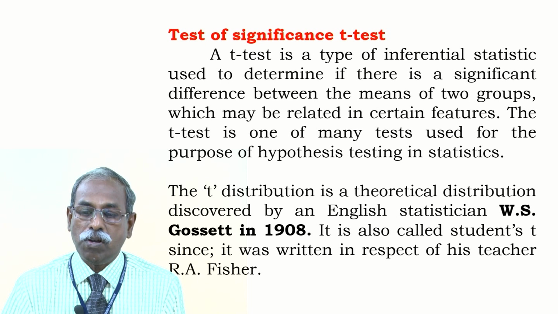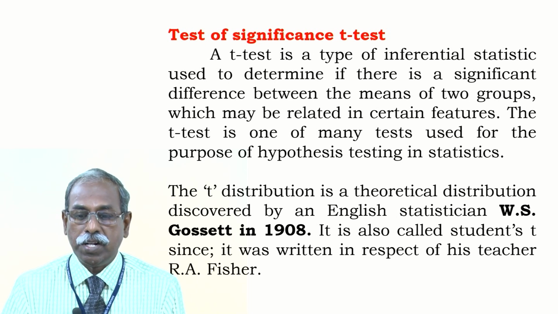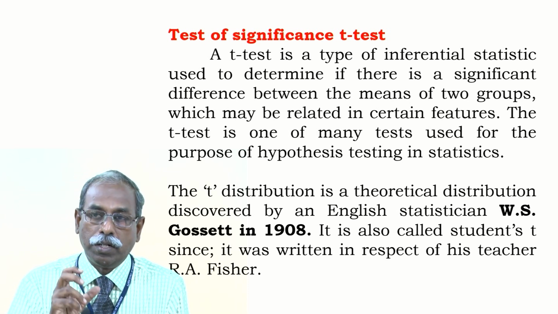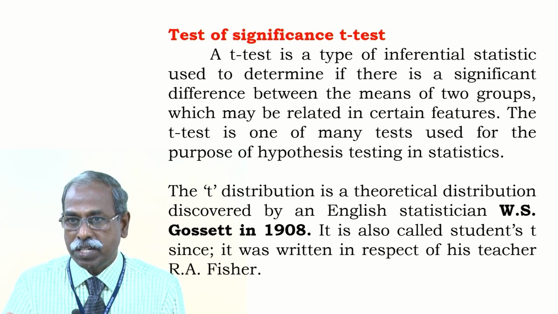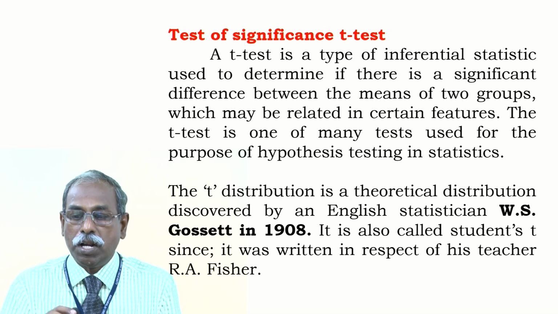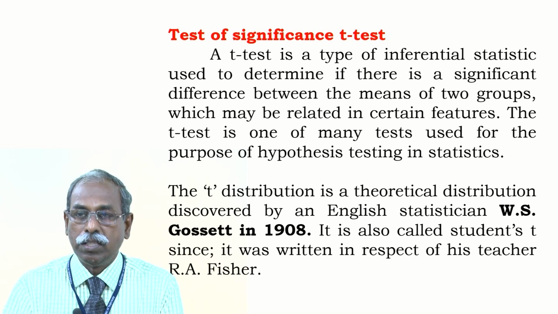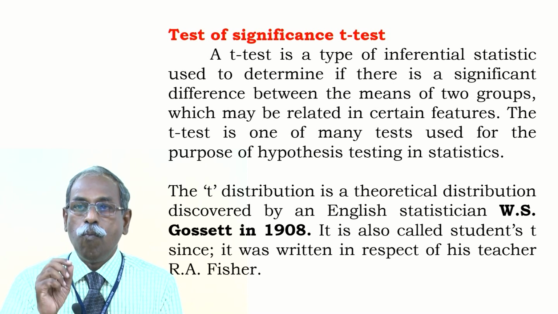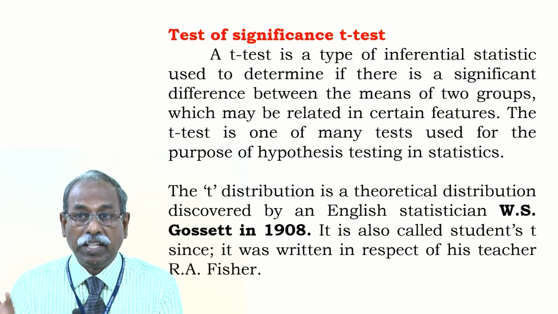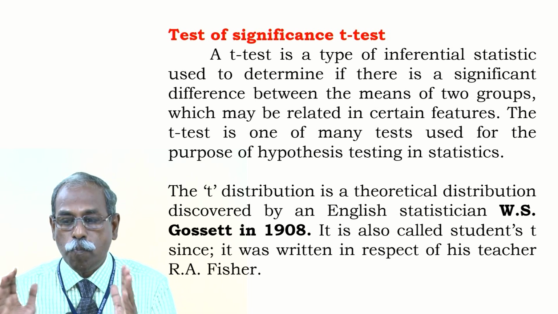The t-test is nothing but a test of significant difference between the two group means. That is why the slide mentions that a t-test is a type of inferential statistics. There are two types: descriptive statistics and inferential statistics. It is used to determine if there is any significant difference between the two group means. In a simple way, that is the purpose for which we use the t-test.